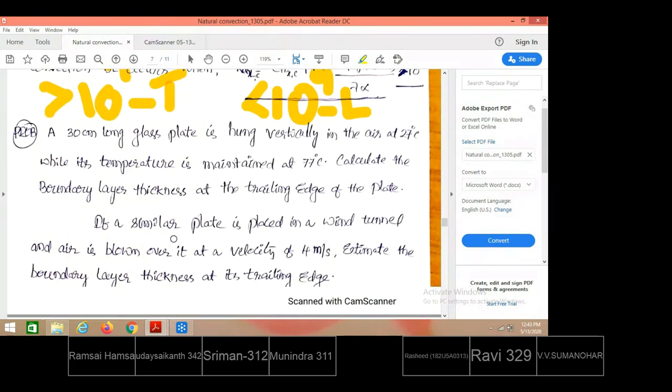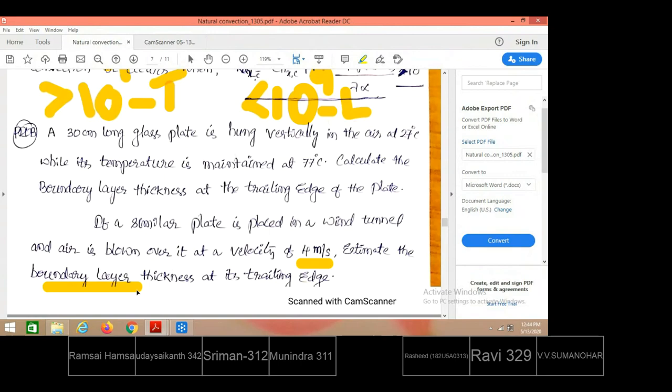If a similar plate, the same plate, is placed in a wind tunnel, where the air is supplied at a velocity of roughly 4 meters per second, the air is blown over the plate. In that case also they are asking you to estimate the boundary layer thickness at the trailing edge. So one time the vertical plate is placed in static air.